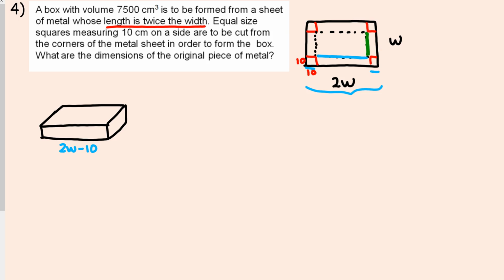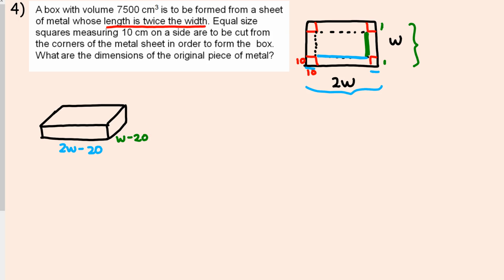Oops, did you see what I did? What should I have done back there? Not 2W minus 10, but 2W minus 20. Sorry about that. I meant to say 20. Okay, back to the other one. This one right here, the green one, is going to be W minus 20 because the whole thing was W. We subtracted 10 here and 10 here. So we'll label that.